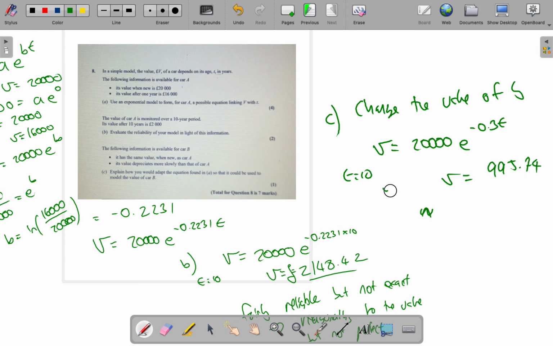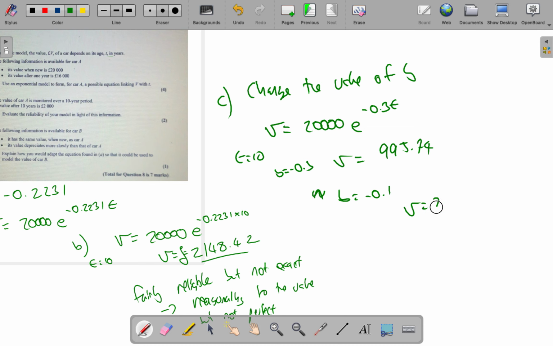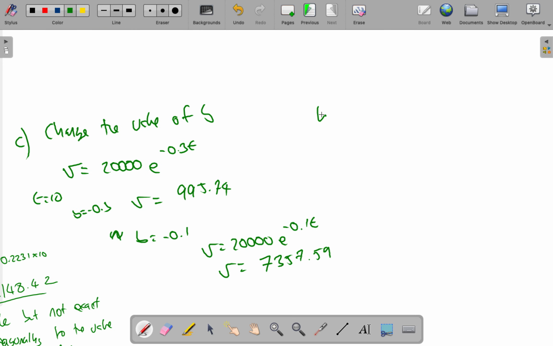So if you choose, for example, b equals minus 0.1, so V is equal to 20,000 e to the minus 0.1t, then in this case we are going to get a value that's much bigger. So V is 7,357.59 pounds. You don't have to show this, but you can explain how you would change the equation. So for this one, you would decrease the value of b.